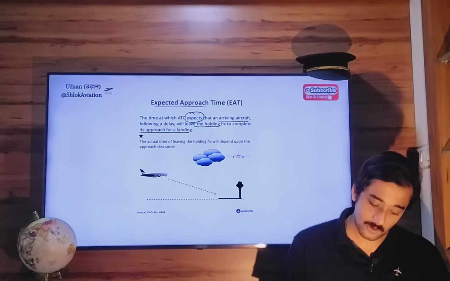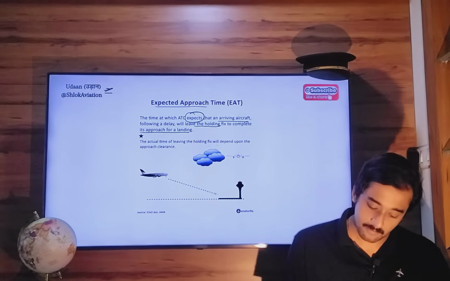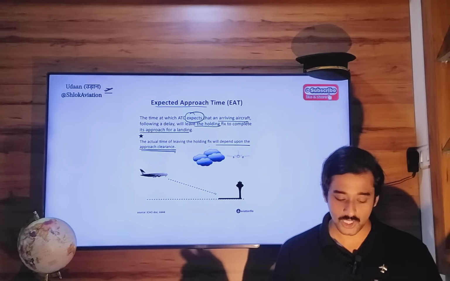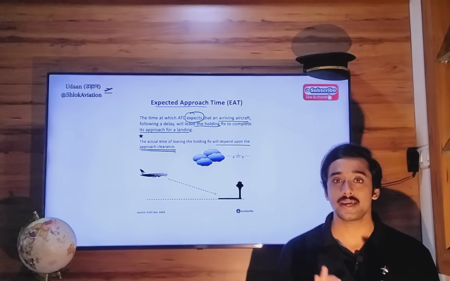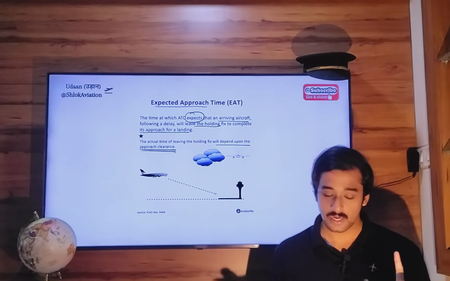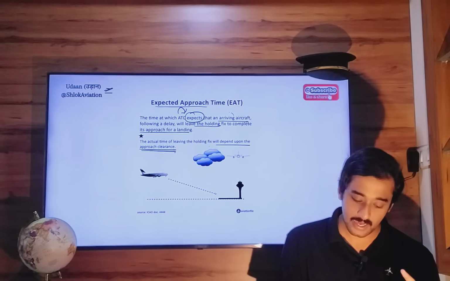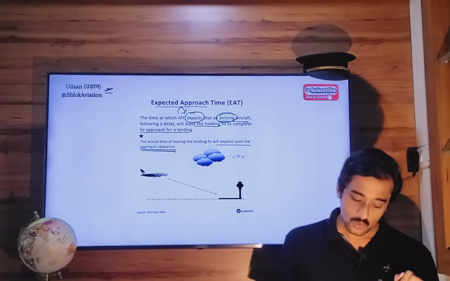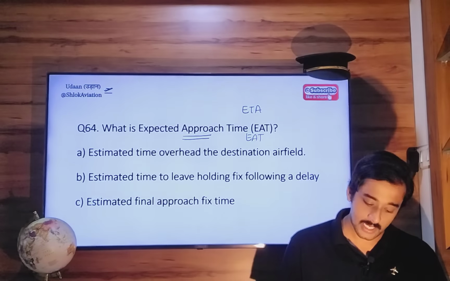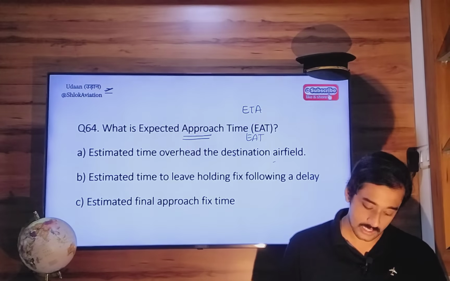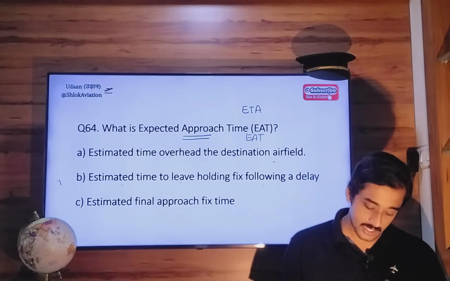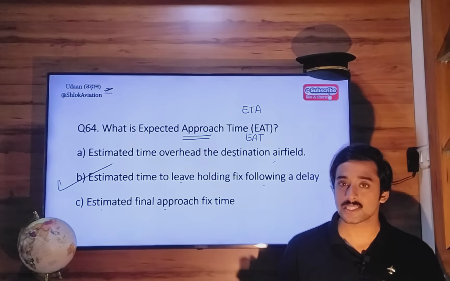So the actual time of leaving the holding fix will be dependent upon your approach clearance. So expected approach time is just an estimate, just an idea into the future. It is the time at which ATC expects that an arriving aircraft following a delay will leave the holding pattern to complete its approach for a landing. Simple. So estimated time overhead the destination overfield, wrong. Estimated time to leave holding fix following a delay, yes. Estimated final approach fix time, so that is wrong.